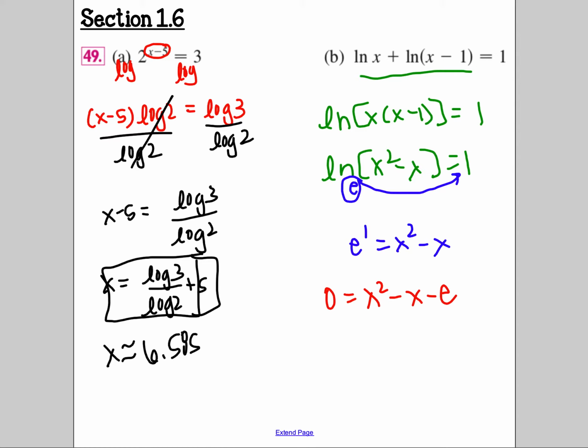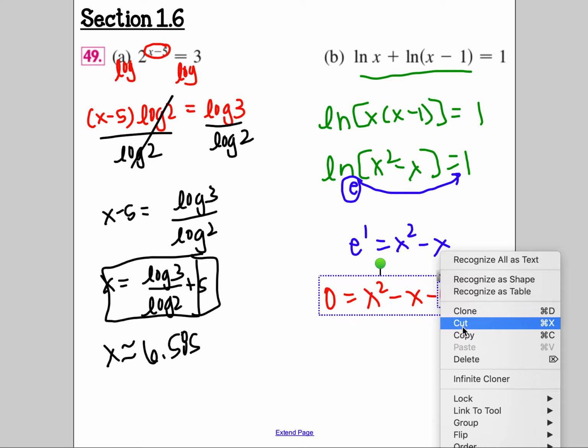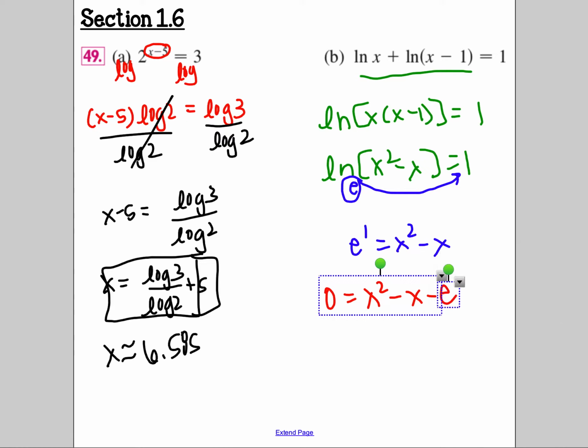Okay, it's a really kind of ugly looking one because it has that e in it. So what I would do is I would go ahead and solve this using the quadratic formula. So taking this to the next slide.